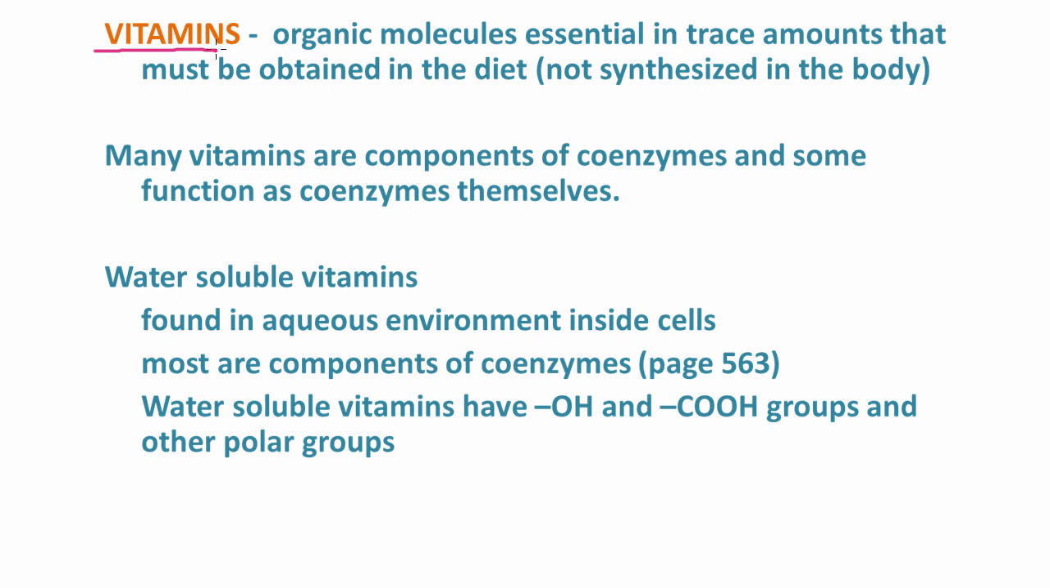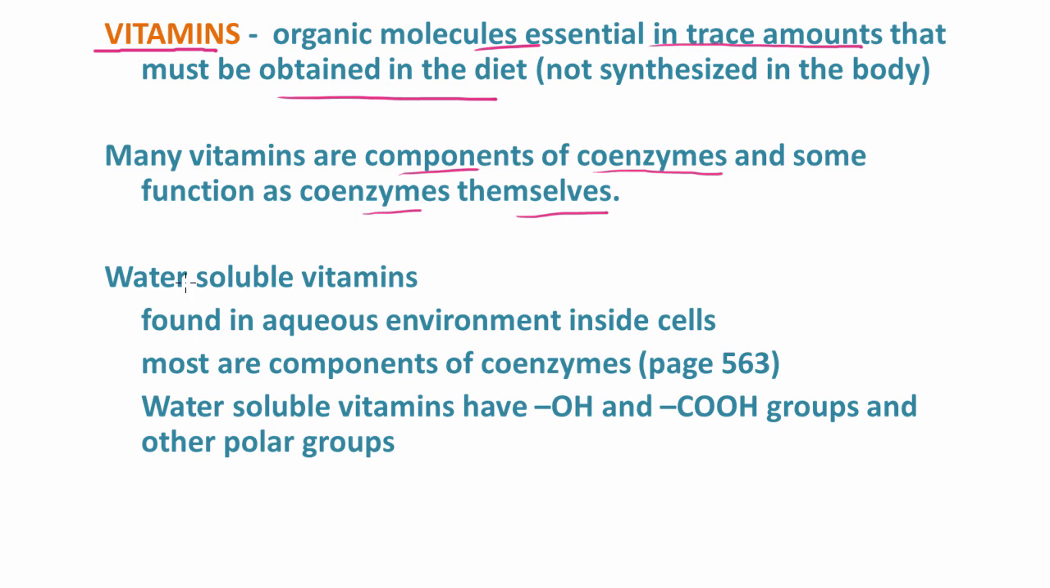But anyway, what are vitamins? These are organic molecules that are essential in trace amounts that have to be obtained in the diet. That's what it means when we say essential, just like those amino acids. Essential amino acids are ones that we have to obtain from the diet. They're not synthesized in the body. The reason we're briefly going over vitamins is because many of them are components of coenzymes. And actually, some vitamins function as coenzymes themselves.